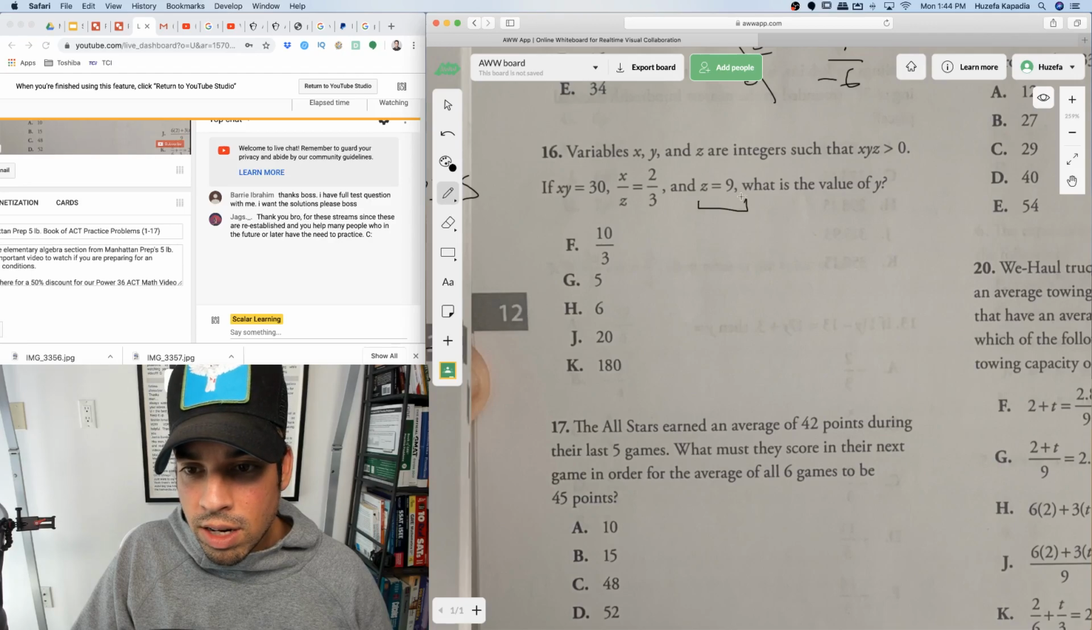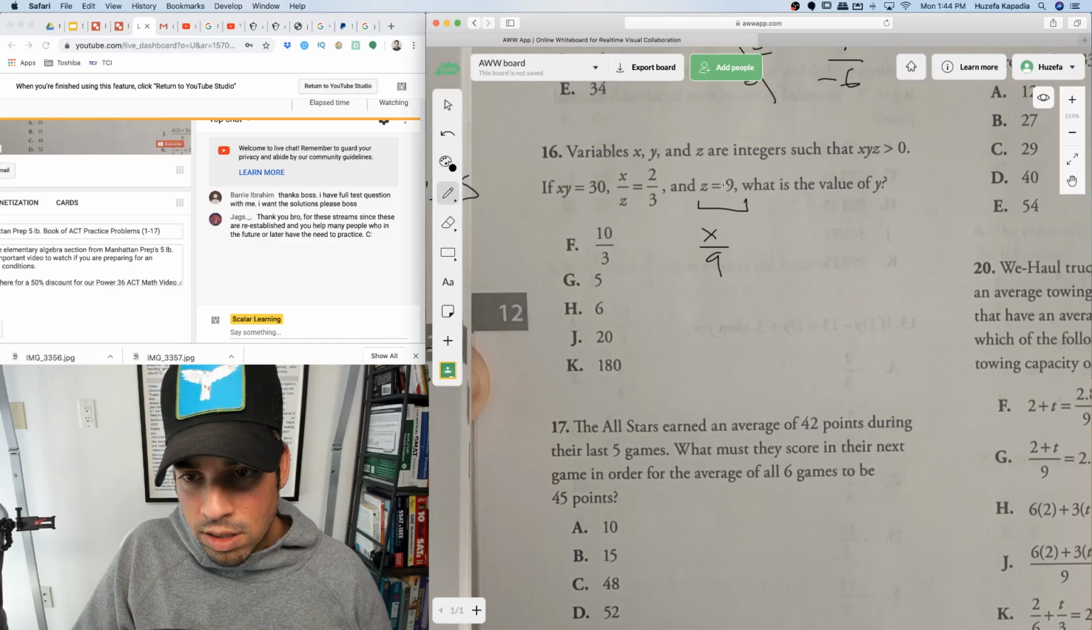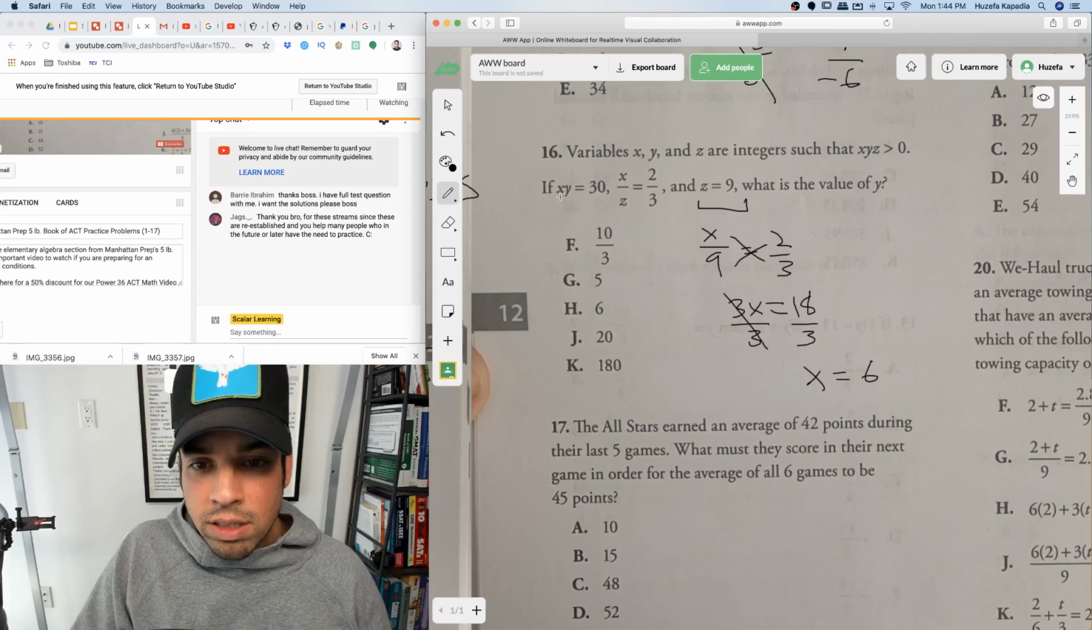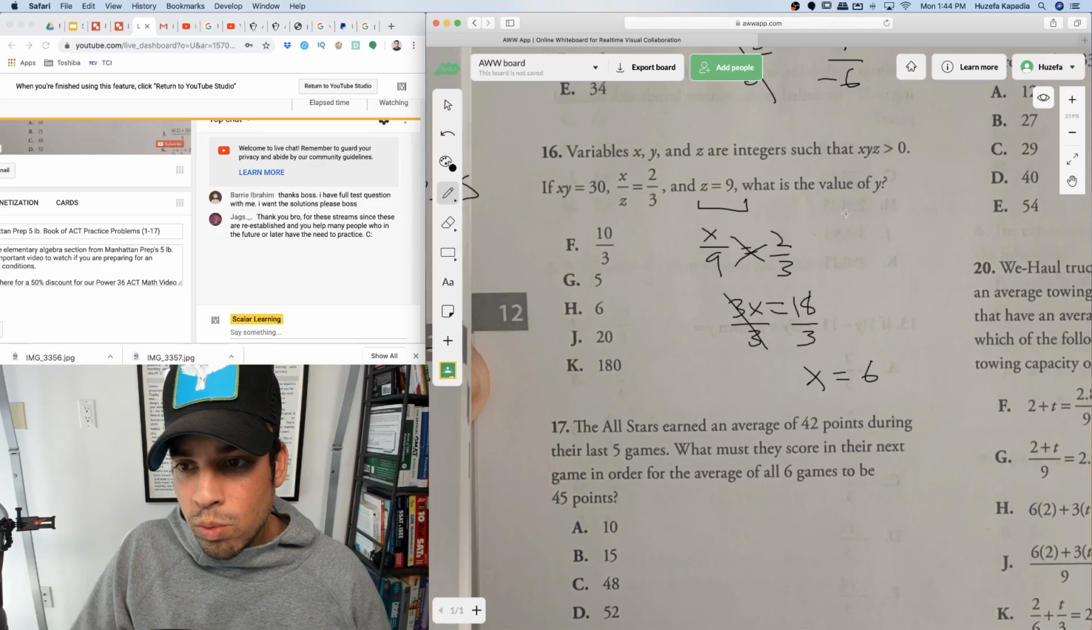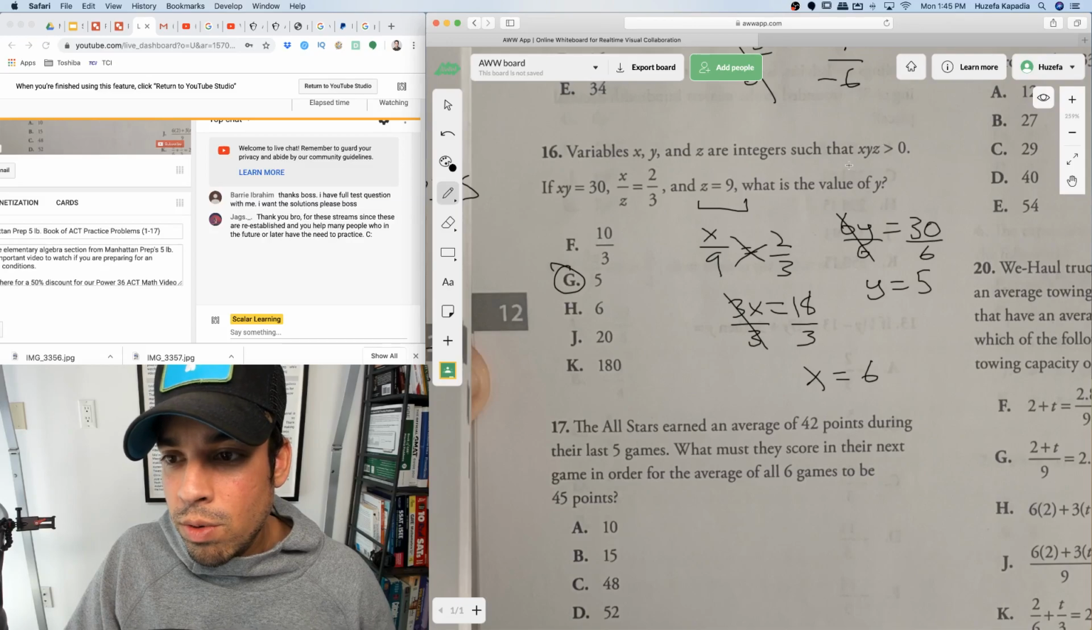I'm going to take the value that I know, which is 9, and go backwards. So I know it's x over 9, because z is 9, equals 2/3. Again, I can cross multiply. 3x equals 18. Divide by 3. And I get x equals 6. If x equals 6, then 6 times y equals 30. Well, y must equal, because I divide both sides by 6, y must, of course, equal 5. And that's it. I don't even know why they put this in here.